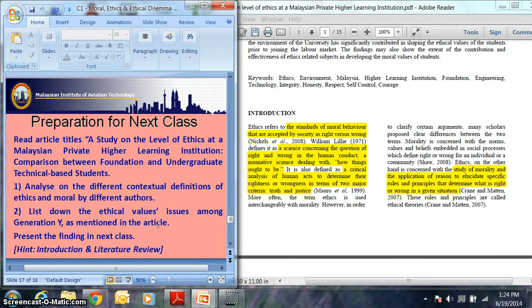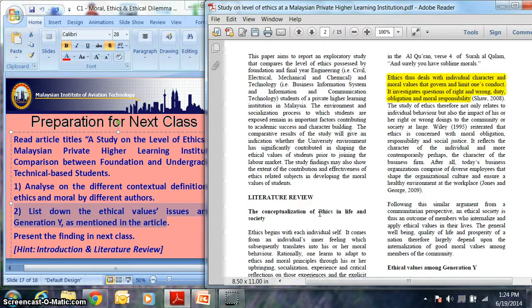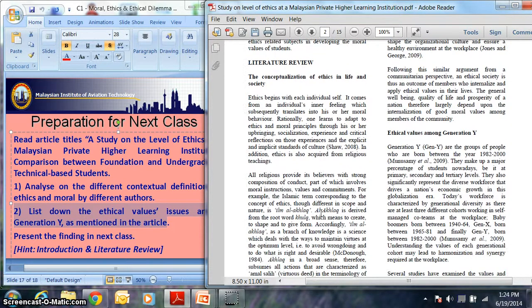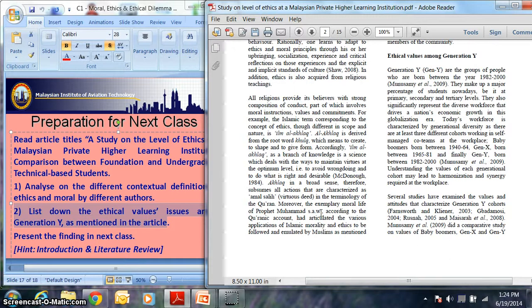Back to the questions in the previous slides. Question number 2, you have to list down the ethical values issues among generation Y as mentioned in this article. So, what is generation Y? Generation Y are the groups of people who were born between the years 1982 to 2000. So you are the generation Y.